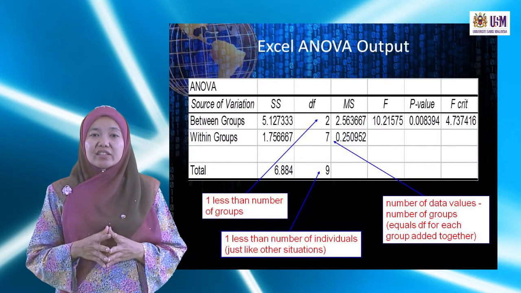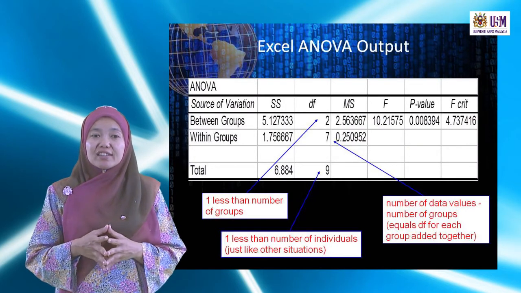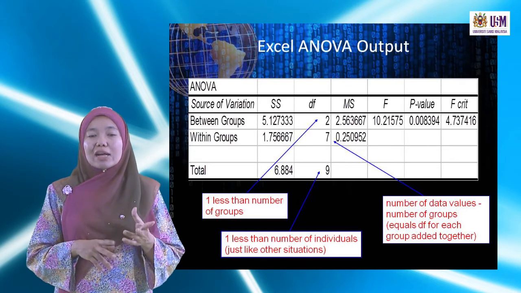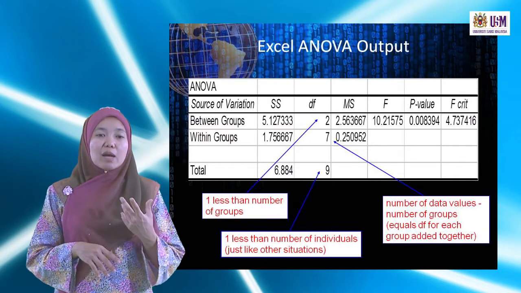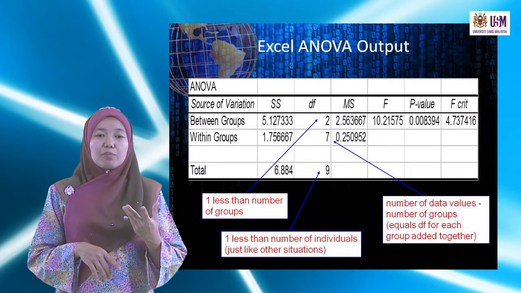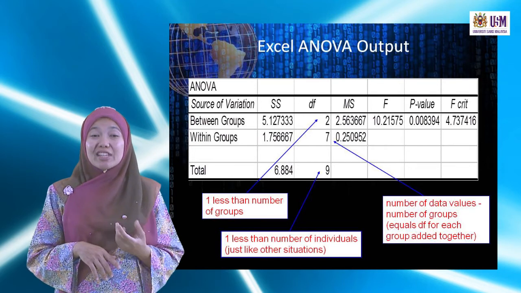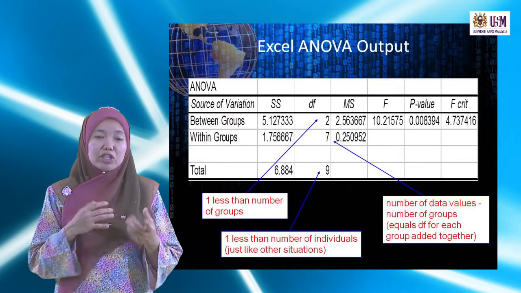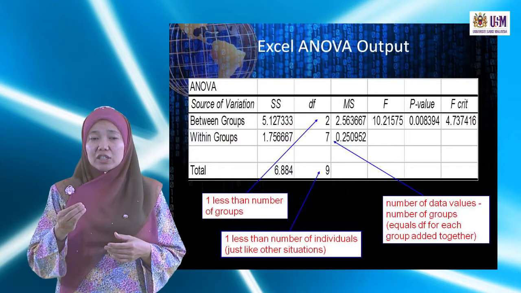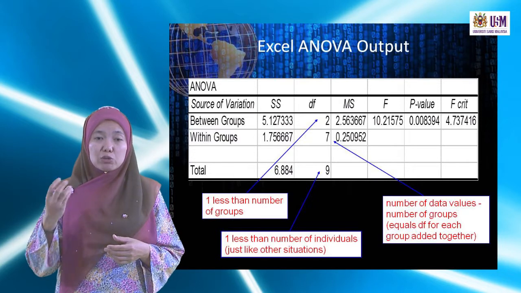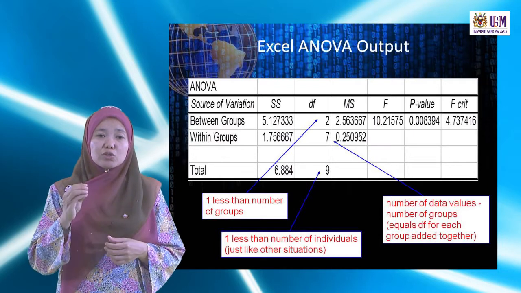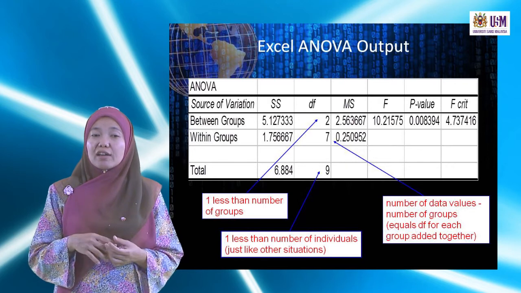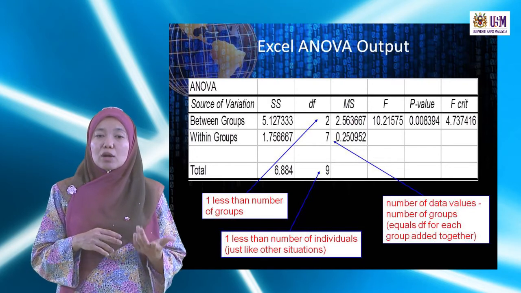This is the Excel output for ANOVA using the Data Analysis Plus. So this is your ANOVA table. You have the source of variation for one-way ANOVA, between groups. You have the sum of square for treatments of 5.127 and sum of square for the error or within groups. By now you should be able to use the terms interchangeably. When we talk about source of variation for the treatments, it's known as between group. Source of variation for error is known as within groups. So we have SS, sum of square for error, that is for within group, equals 1.75.